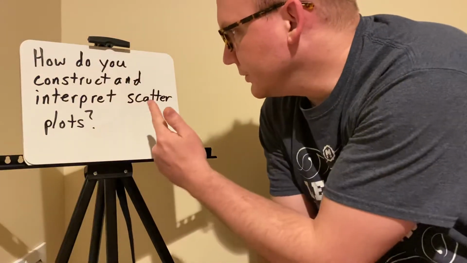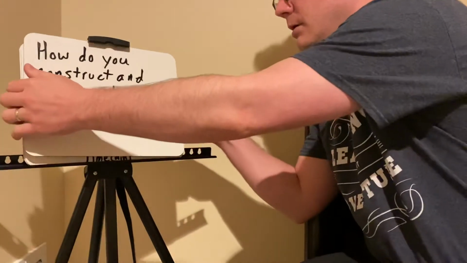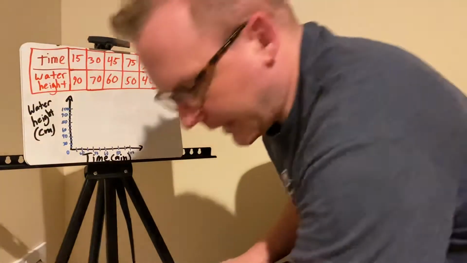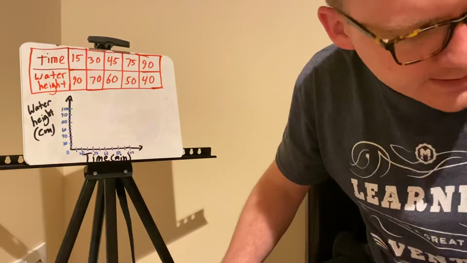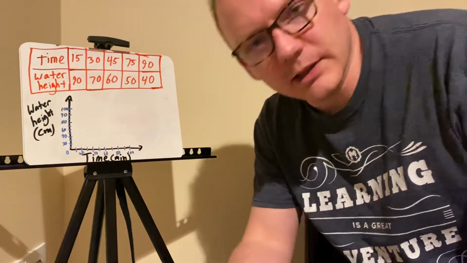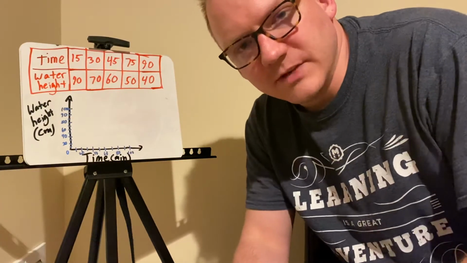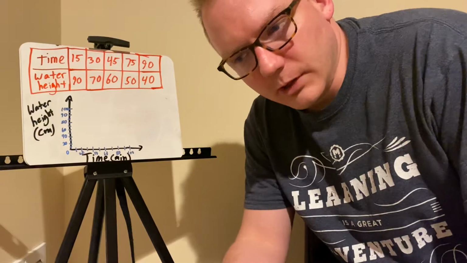How do you construct and interpret scatter plots? A scatter plot is when you have a bunch of points and you'd like to see if there's any kind of linear relationship between them, or any relationship at all. So you just have data and you want to look at how that data works.